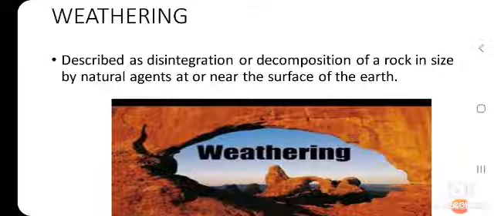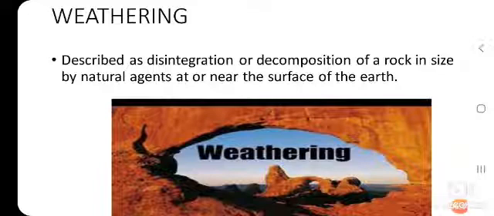Okay. Then one more factor which influences weathering is the type of land or the slope of the land surface. It depends on the slope of the land surface. And then also the degree of exposure to the sun, wind and rain. Okay, the degree of exposure to the sun, wind and rain.